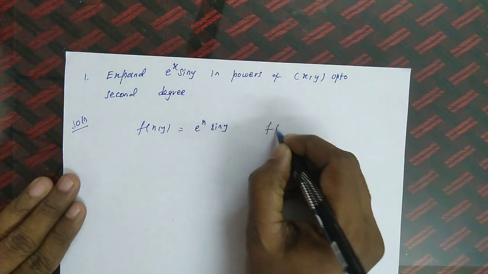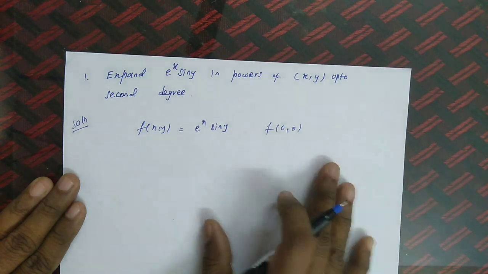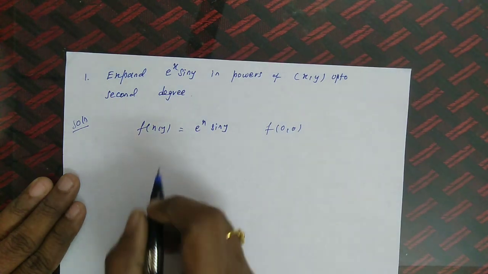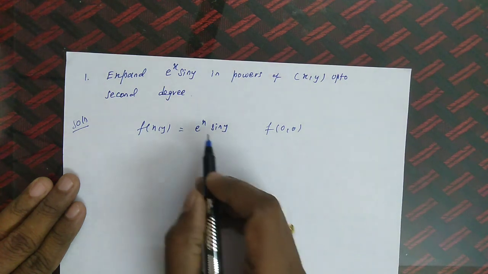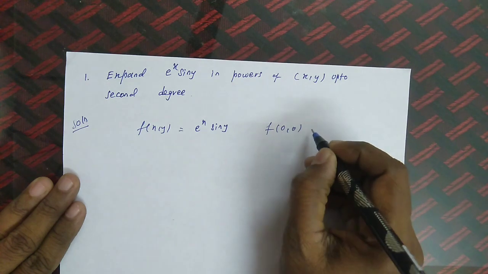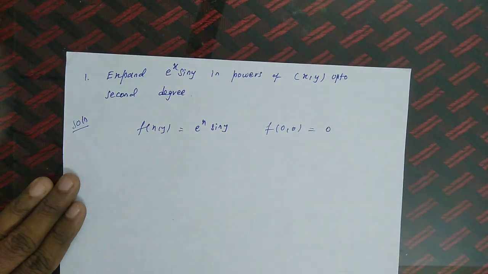Okay. So f of 0 comma 0, simultaneously we are supposed to find the value, so that when we are applying the result it will be very easy. Okay. So x is 0 and y is 0. What will happen? e power 0 is 1 and sin 0 is 0. So we can get f of 0 comma 0 is 0.